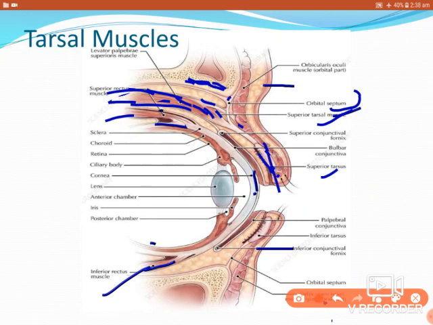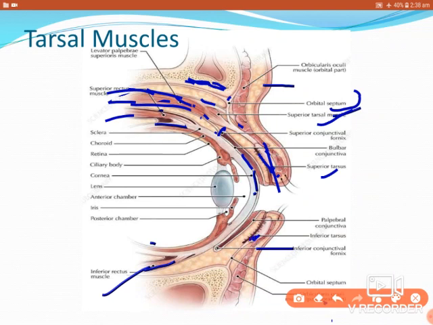Okay. Then this is the inferior lamella. The inferior lamella is attached to the conjoint, the superior fornix of the conjunctiva. Here this is the conjunctival sac. This is the superior fornix. So this inferior lamella is attached as a conjoint connective tissue to the superior fornix of the conjunctiva. Here this is the inferior tarsus.